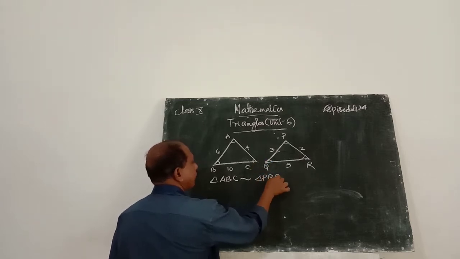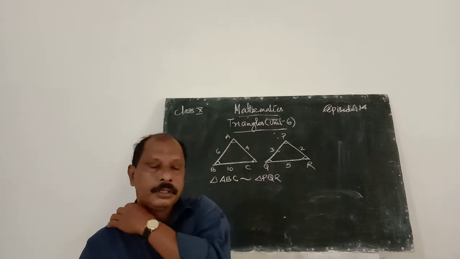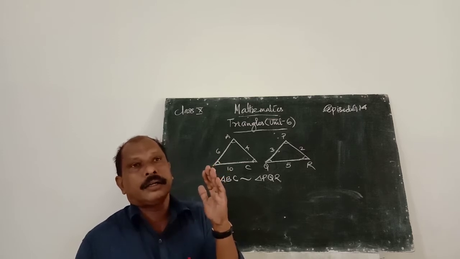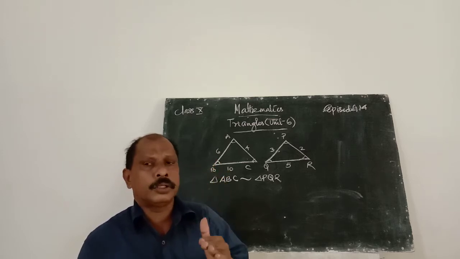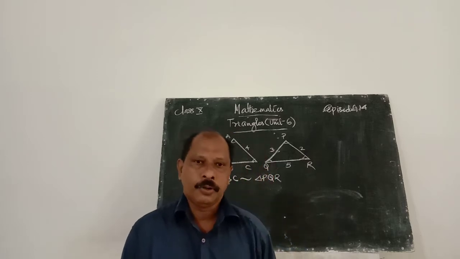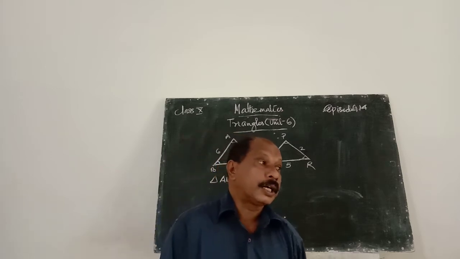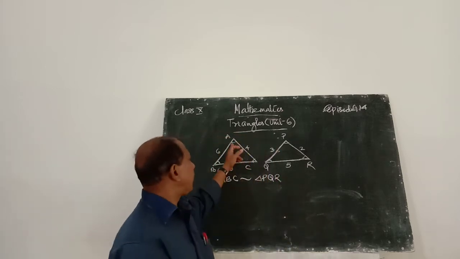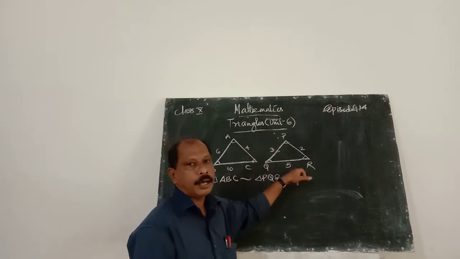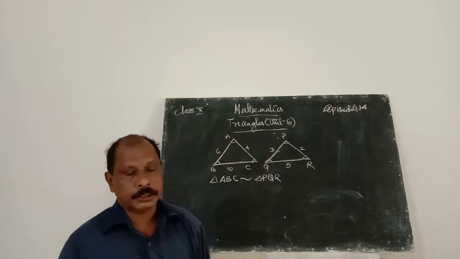What is the condition for similarity of triangles? If two angles are equal to the corresponding two angles, we always know that the third angle is also equal. Therefore, the angles of one triangle are equal to the corresponding angles, meaning angle A corresponds to P, B to Q, C to R. These corresponding angles are equal, so these two triangles are known as similar triangles.